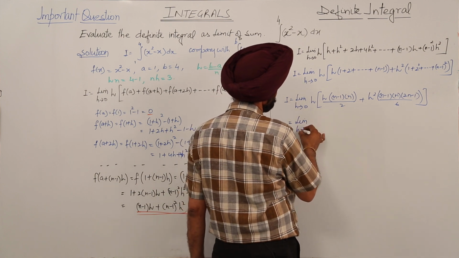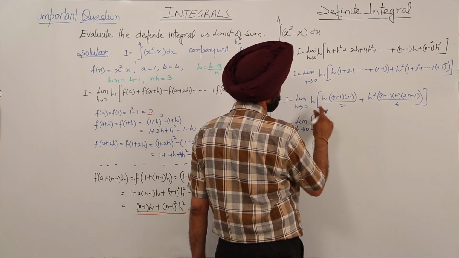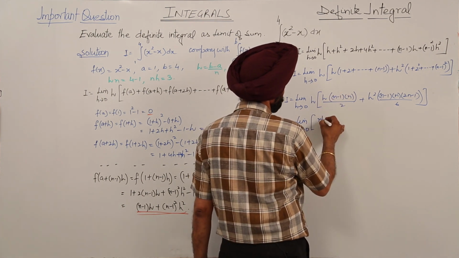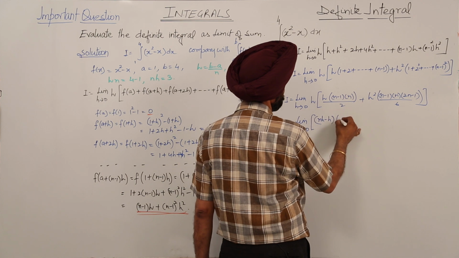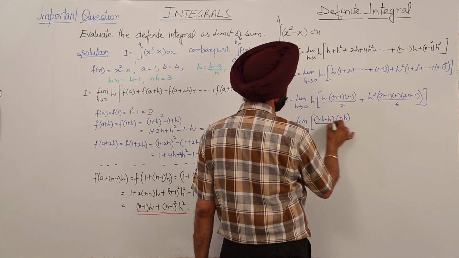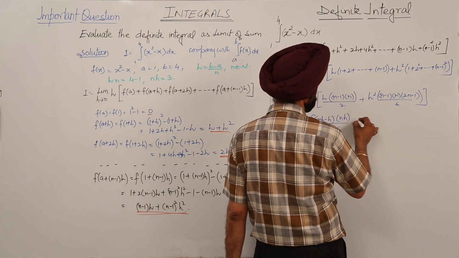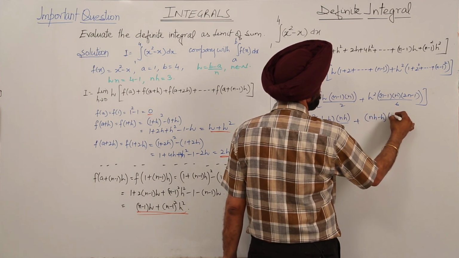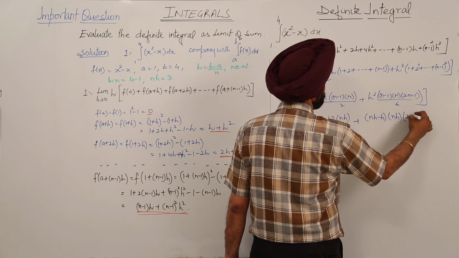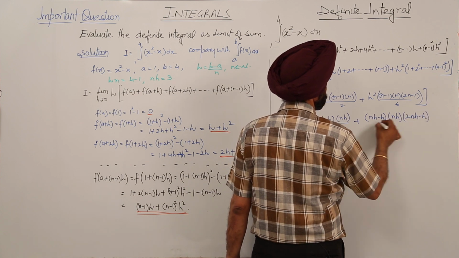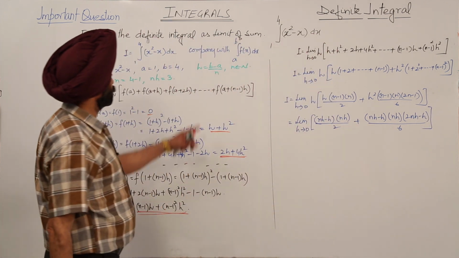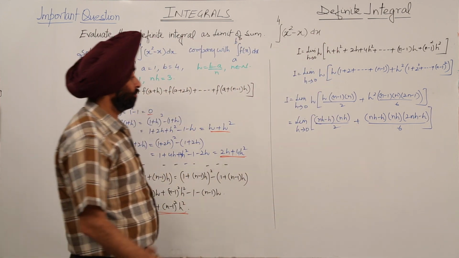Limit h approaches to 0. Now h and h square with the two terms, now nh minus h and nh upon 2 plus (nh minus h)(nh)(2nh minus h) upon 6. Now what is nh? We are having nh as 3.